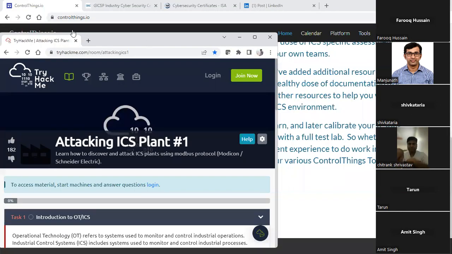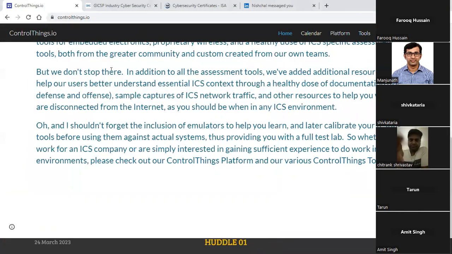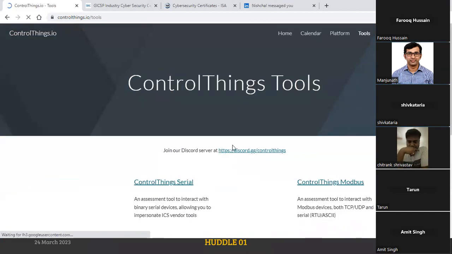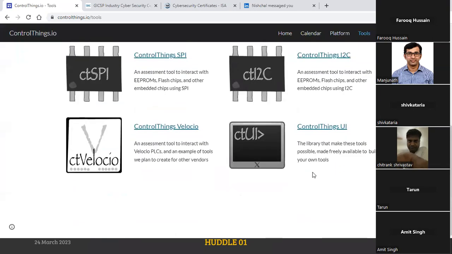the Control Things IO. This has beautiful tools available with them, and you can try this as well to gain practical experience if you want.